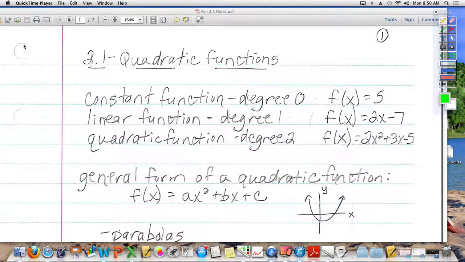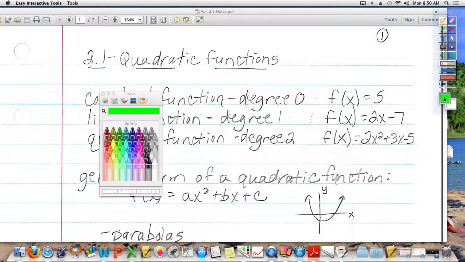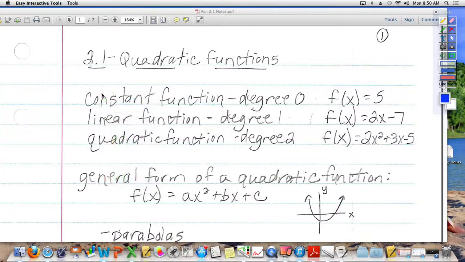So constant functions are degree zero. This is stuff that you guys talked about last year. Constant functions are functions that are of degree zero. So for example, f of x is equal to 5. That really means 5x to the 0 power, so we say it's degree 0.